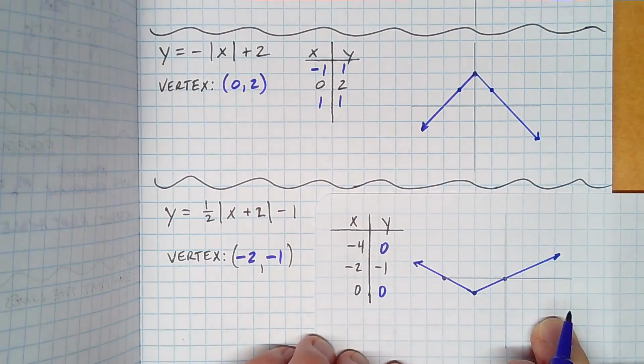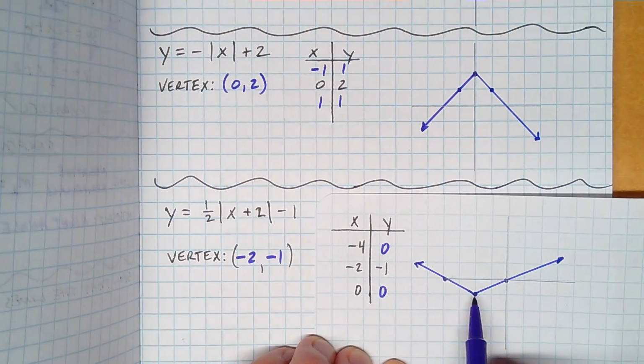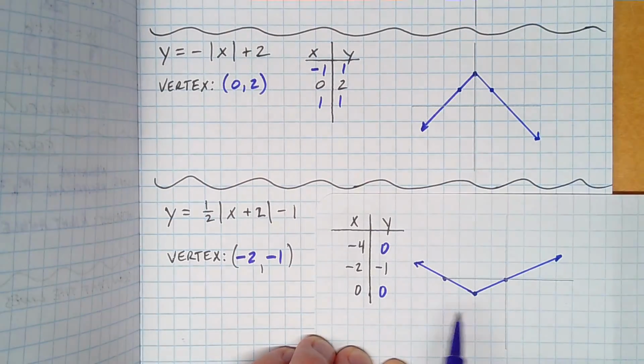All right, you get a graph that looks like this when you're done. You can see that the vertex is at (negative 2, negative 1). And because we have this 1/2 coefficient out in front, it kind of fattens out our V shape.